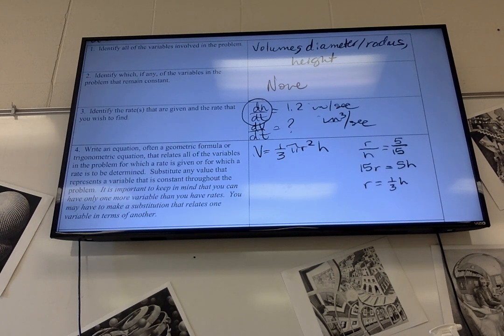Cool. Now I plug that in. So this is what's called a secondary equation. Sometimes you have a secondary equation that you can plug in that will help you get down to just one variable.